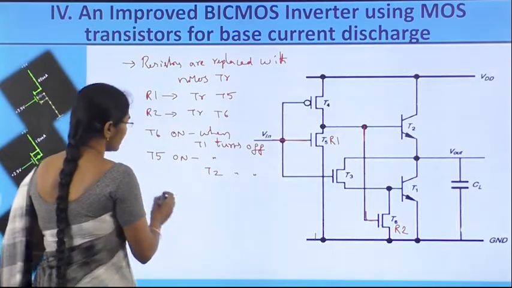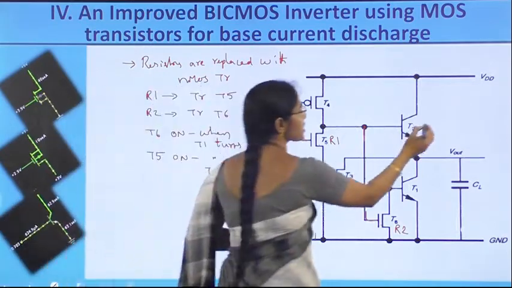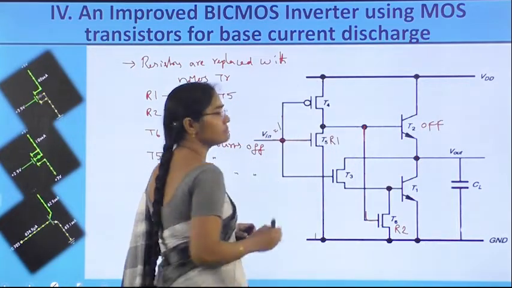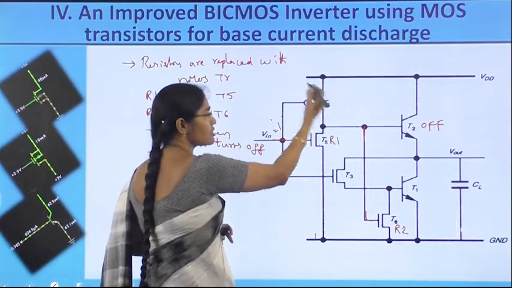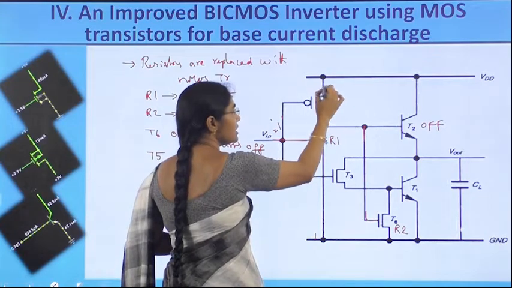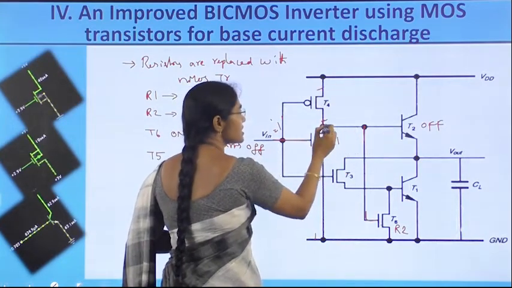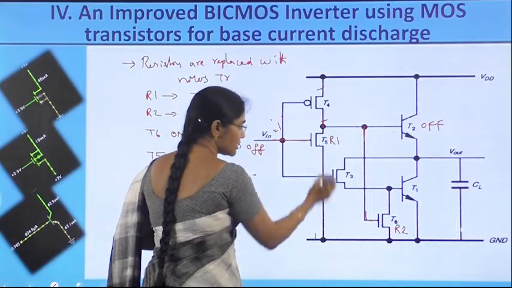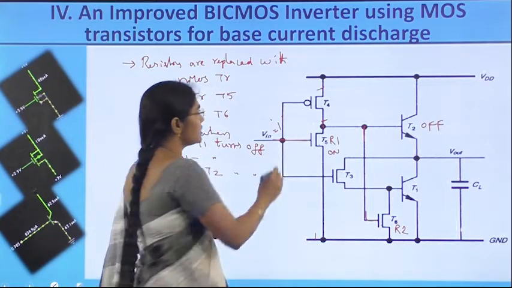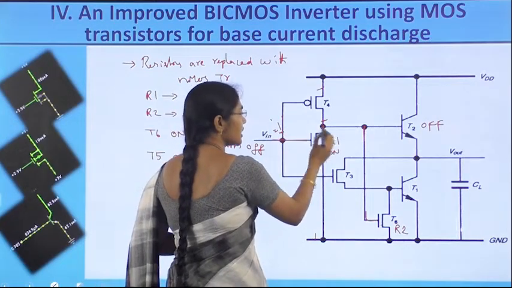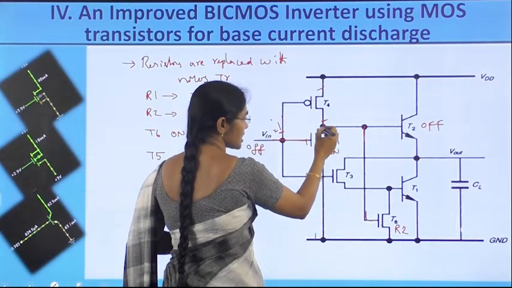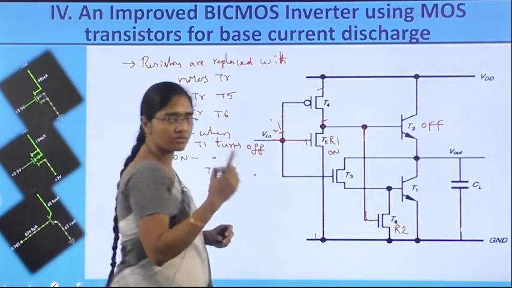What is happening here? T2 is off for Vin equal to logic high since T4 is off. So at that time it is open, nothing is connected, VDD is not connected here, whatever the previous base charge is there, T5 has to be switched on, so it will go to the ground connection. That means when Vin is logic high, T5 is on, T2 is off, and whatever base charge is there will be grounded. That is the first one.